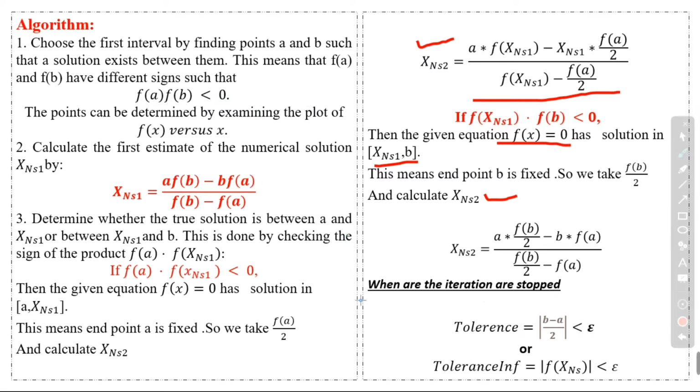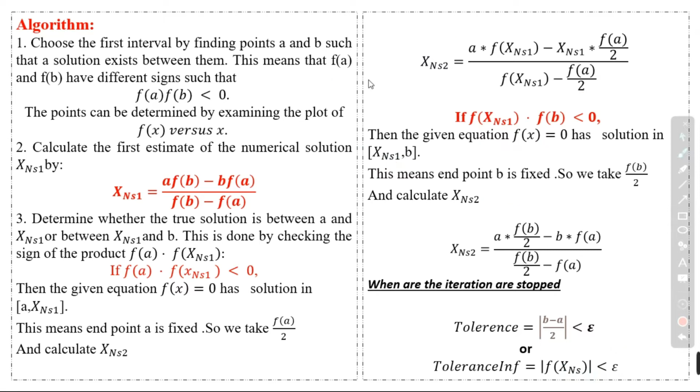And we have to know when we stop the iterations. So when are the iterations stopped? This is our stopping criteria. We use, number one, tolerance: (b - a)/2 is less than or equal to this value, a small number that will be given in our problems or questions. Number two, tolerance in function: the absolute value of the function at the estimated solution will be less than this small number, that is epsilon.